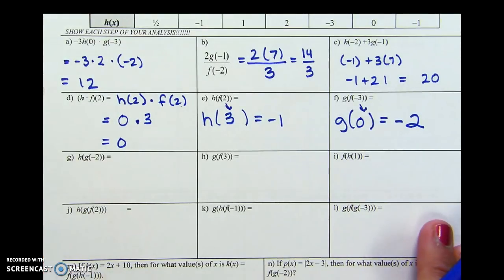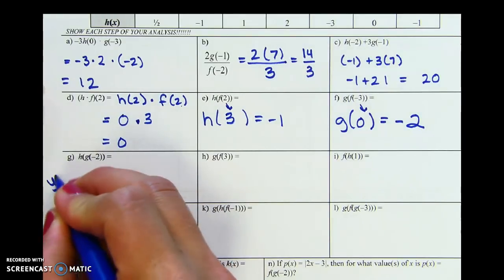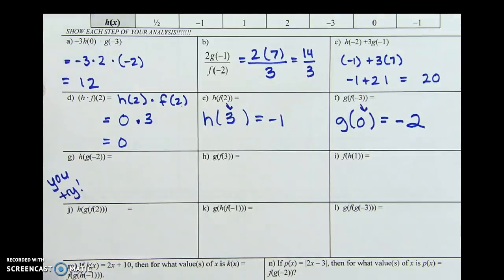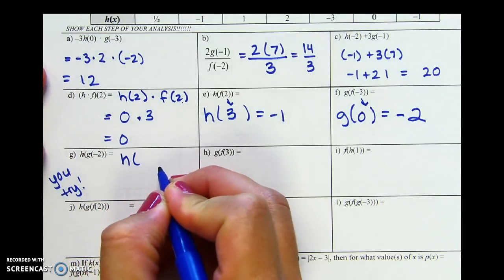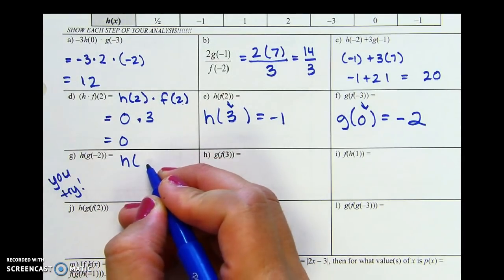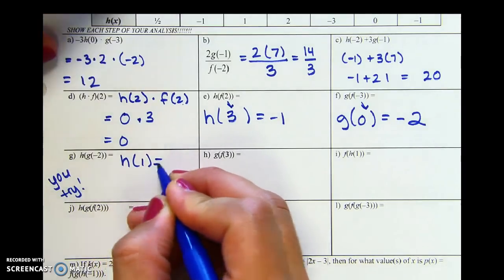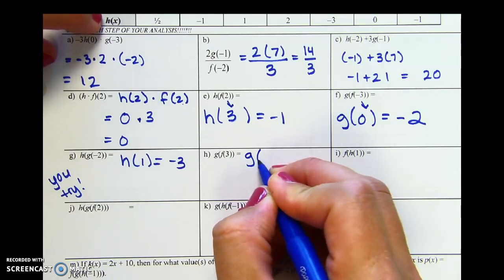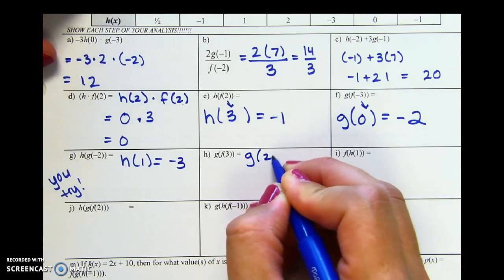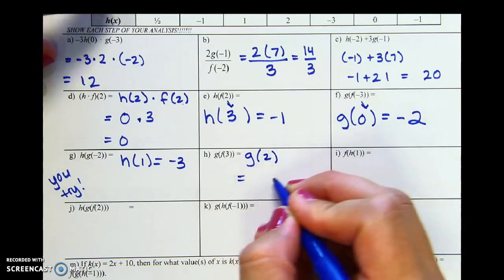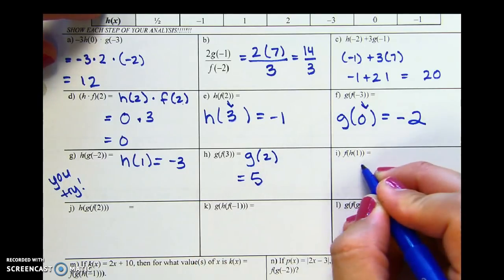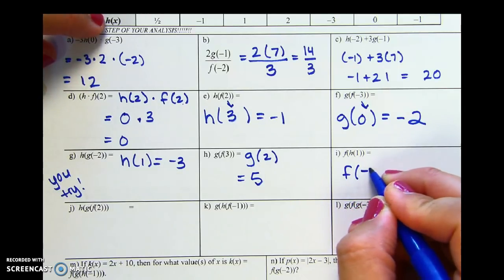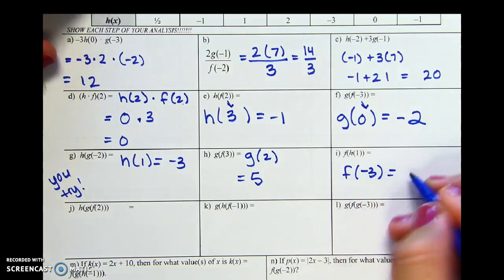All right, I want you to try. You try this row, because I think you could do it. You try. All right, how'd this go? G of negative 2. What's g of negative 2? 1. H of 1 is negative 3. F of 3, inside out, so f of 3 is 2. G of 2 is 5. I agree. So what's h of 1? Negative 3. F of negative 3 is 0.